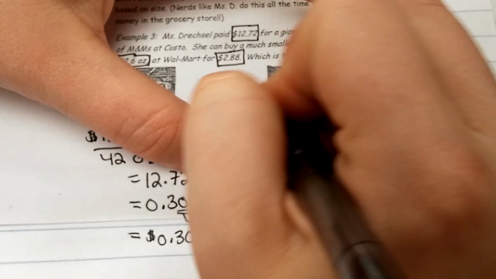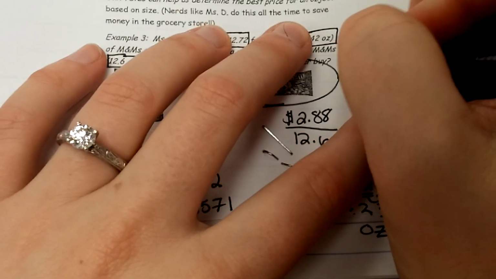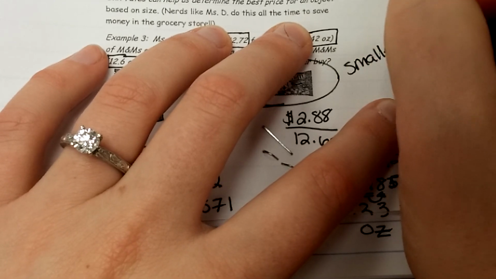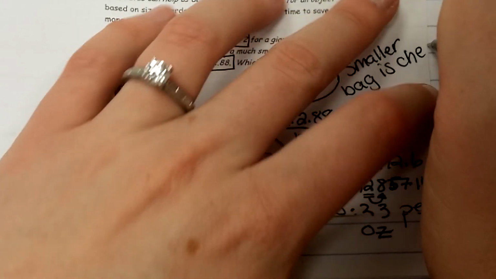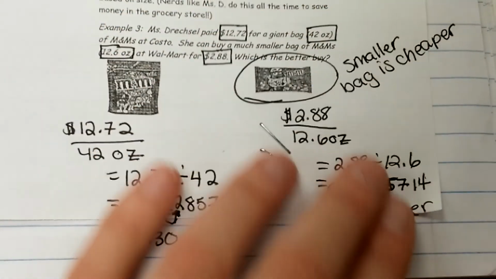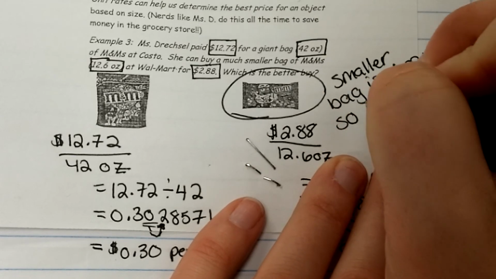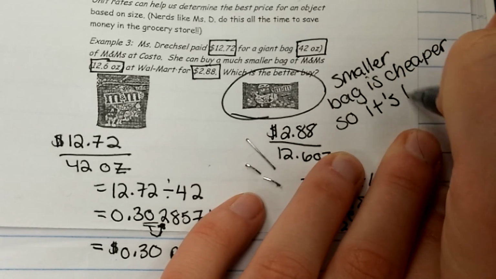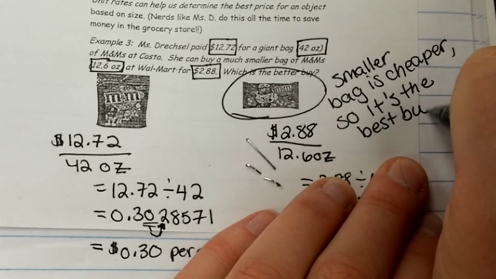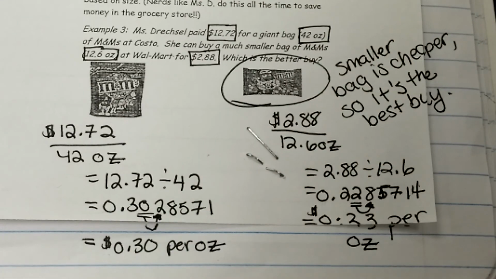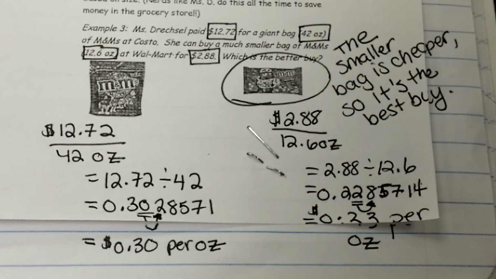So my cheaper buy is the smaller bag of M&Ms. The smaller bag is cheaper, so it's the best buy. Let's make that a full sentence. The smaller bag is cheaper, so it's the best buy.